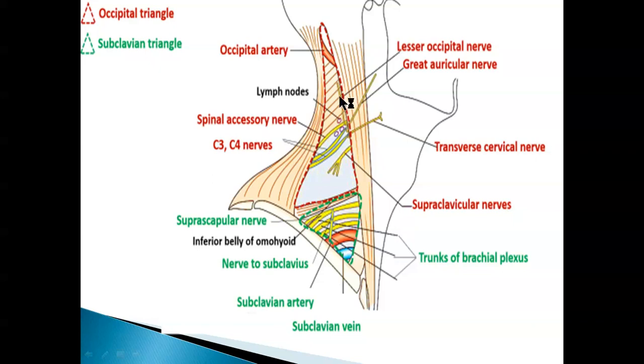Again, the same diagram showing all the structures for the occipital triangle and the supraclavicular triangle. I've already mentioned all the four cutaneous nerves. The main one is your spinal accessory nerve, and your four cutaneous nerves. Here we have important structures. Most anterior one is the subclavian vein, separated from the subclavian artery by the scalenus anterior muscle. Then we have trunks and roots of your brachial plexus, and along the nerves of that area.